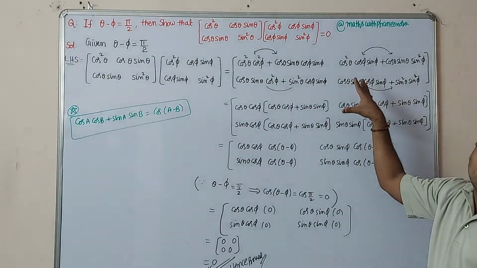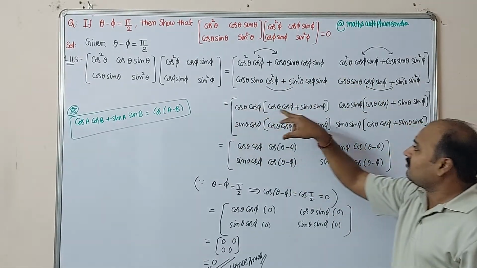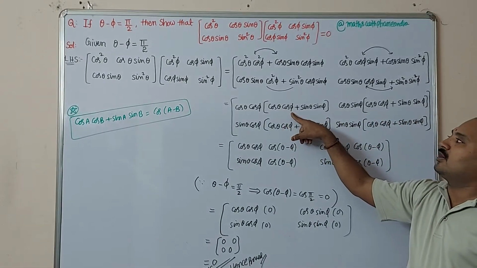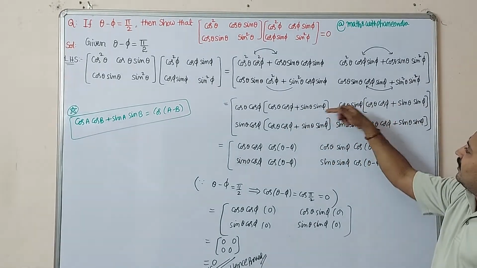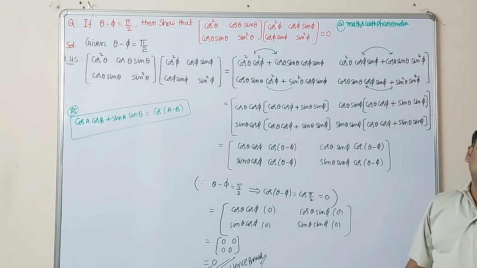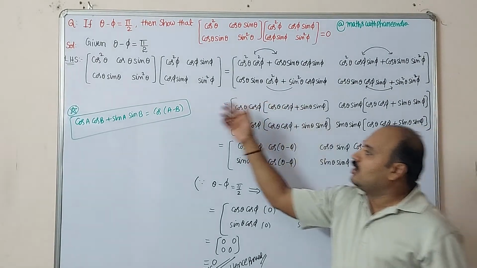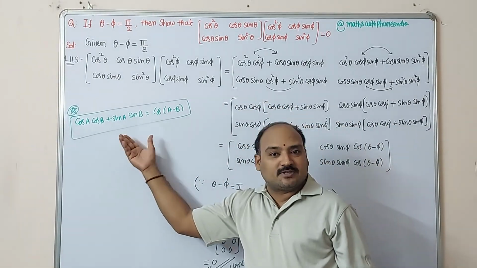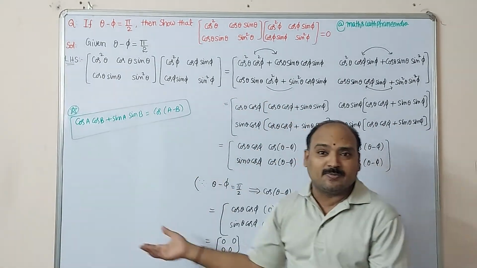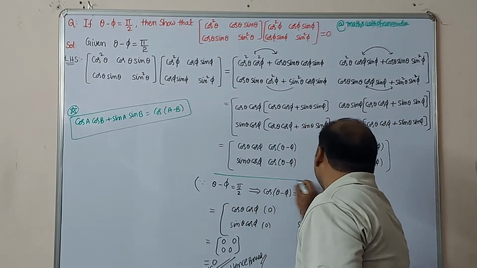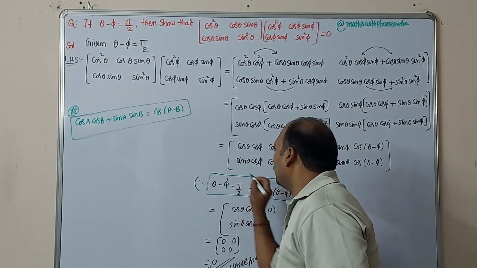After multiplying these two matrices, the common term we are getting here, cos theta cos phi plus sin theta sin phi in every element of this 2 by 2 matrix. So you can understand that. You can take common, this value will become cos A cos B plus sin A sin B formula, that is cos of A minus B formula. We can apply and it will help. This step will help you to solve this.